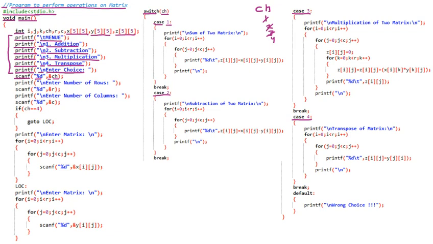So we can say that this first part which is there is working for the addition. Then second, case 2 is working for the subtract. And then case 3, this case is working for the multiplication. And this case 4 is working for the transpose.